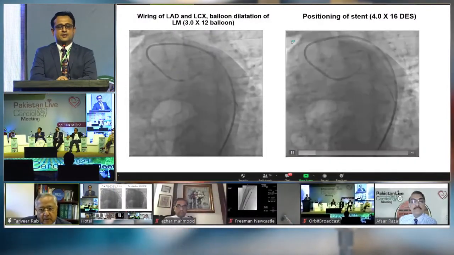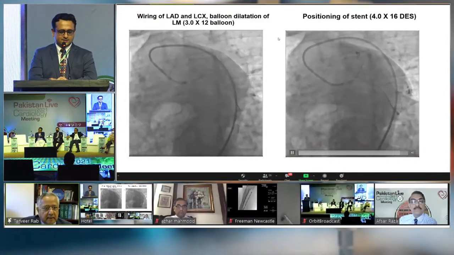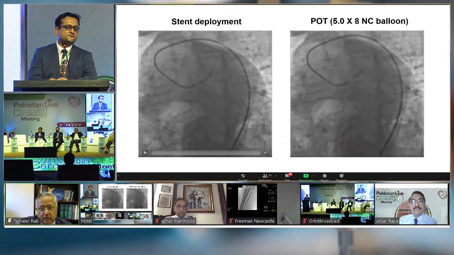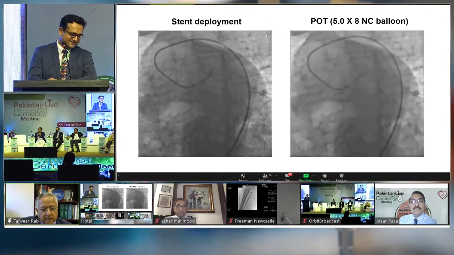4 over 60 DES. We are out of time actually. And then 5 minutes over. We did a stent deployment already. And did a POT with a 5 by 8 NC balloon. And this is the final result.